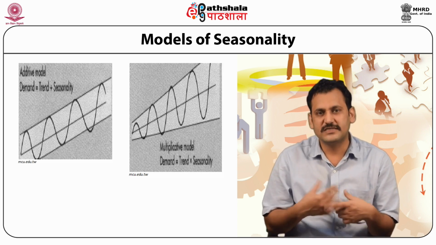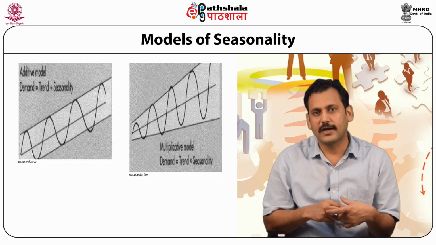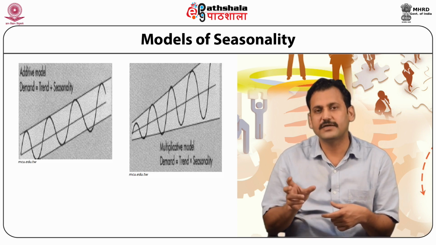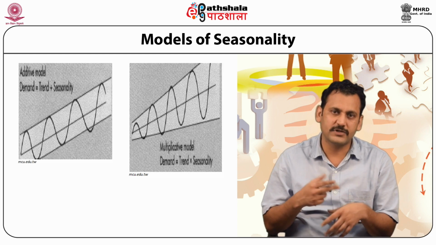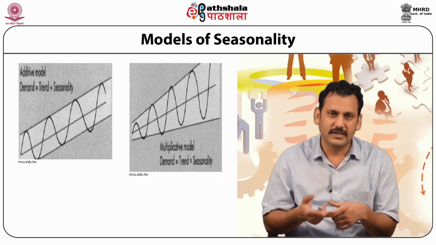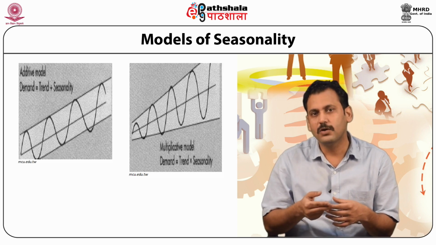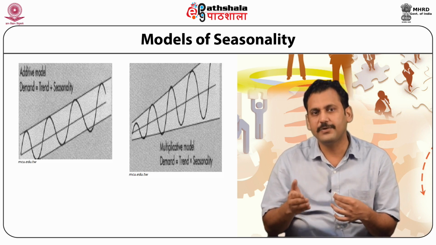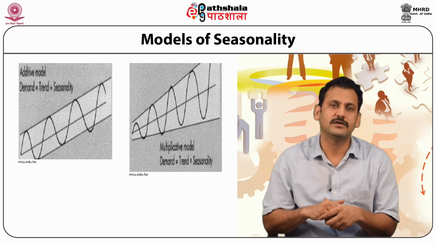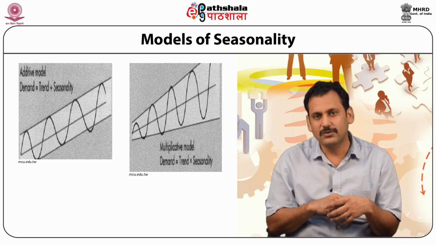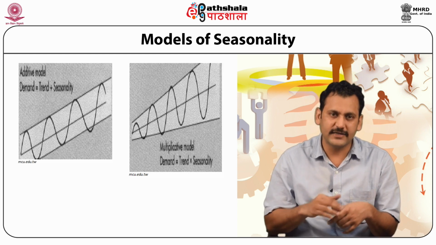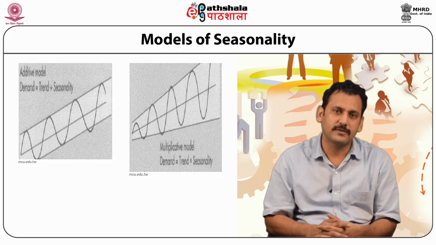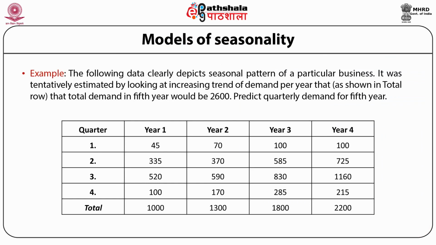For instance, a seasonal index of 1.20 regarding sales of toys for a particular time period suggests that sales of toys for that quarter are 20% more than the average sales. Similarly, a seasonal index of 0.90 would imply that sales for that period are 10% below the average. This chapter discusses only the multiplicative model, as this model is more widely used and it tends to be more representative of actual forecast. The data as shown in the table clearly depicts a seasonal pattern of a particular business.